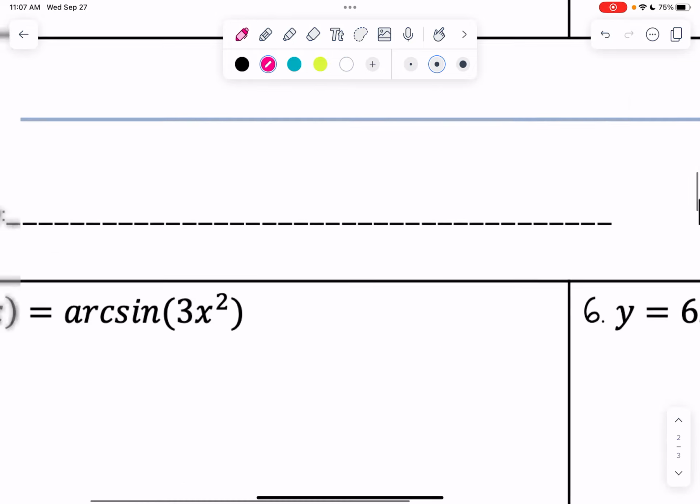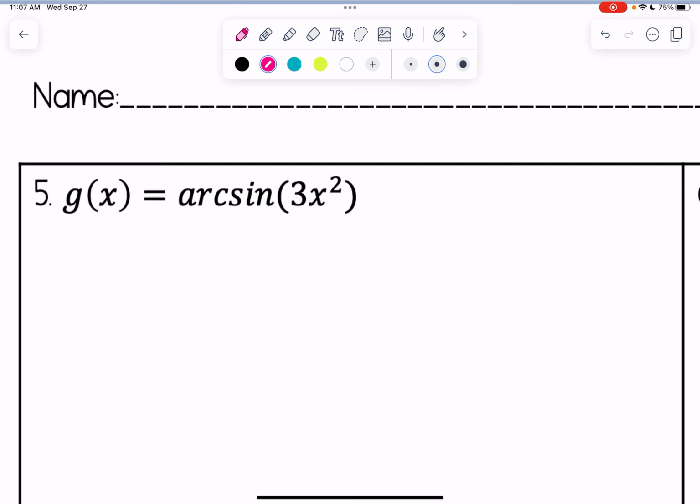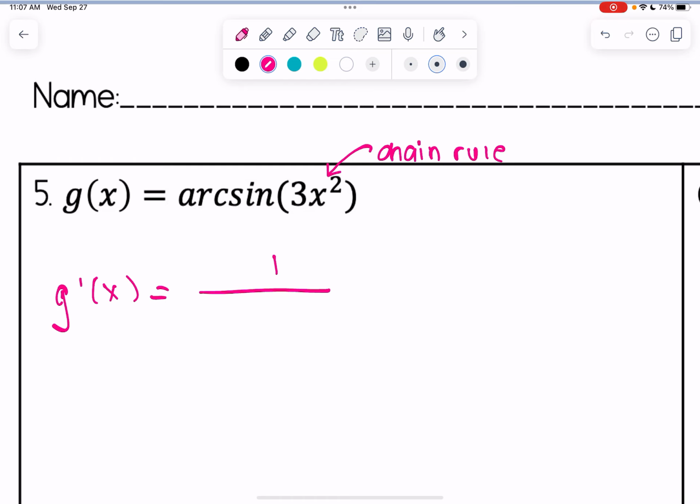Okay, let's take a look at some more. g of x equals arc sine of 3x squared. Notice this is a chain rule problem. Anytime it's not just x, we're going to have to use the chain rule. So g prime of x equals, I'm going to look at my reference and see, well, what's the derivative of inverse sine, excuse me. And that's 1 over the square root of 1 minus 3x squared times the derivative of the inside, which is 6x. Okay, if you'd like, you could put 6x in the numerator and make it one single fraction.